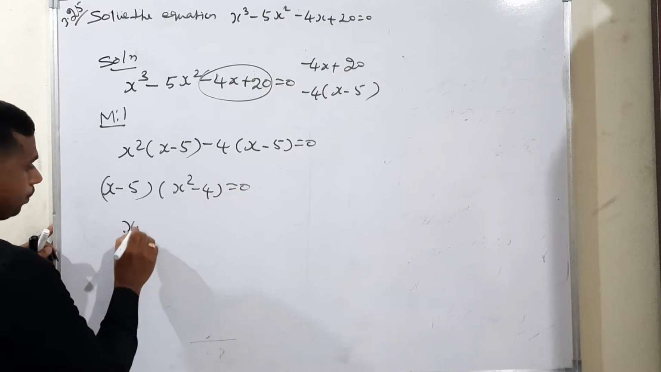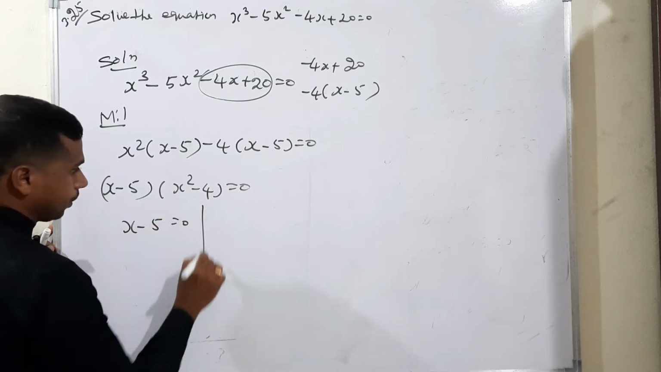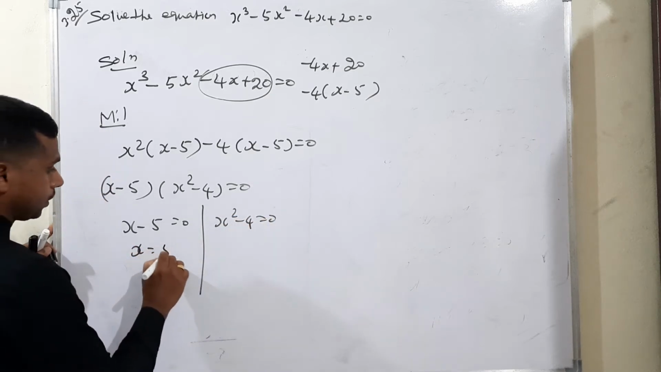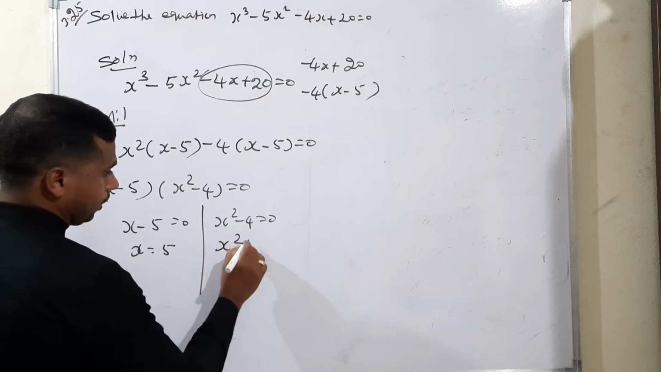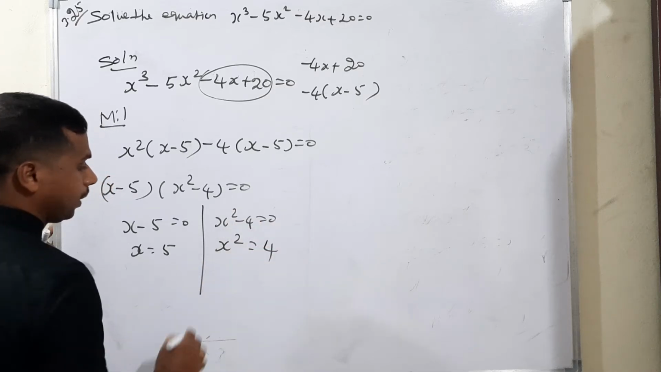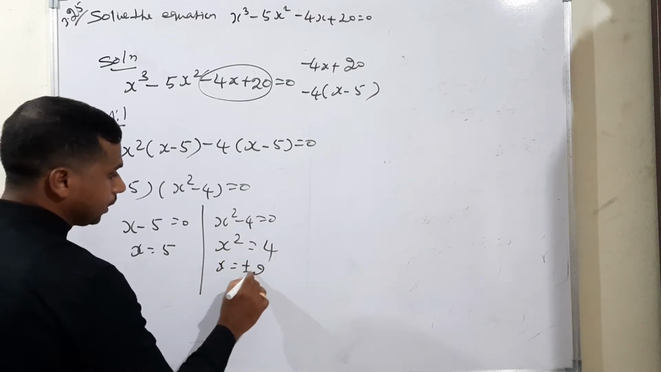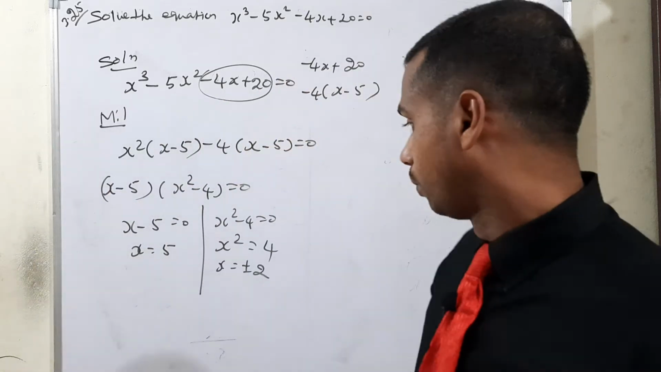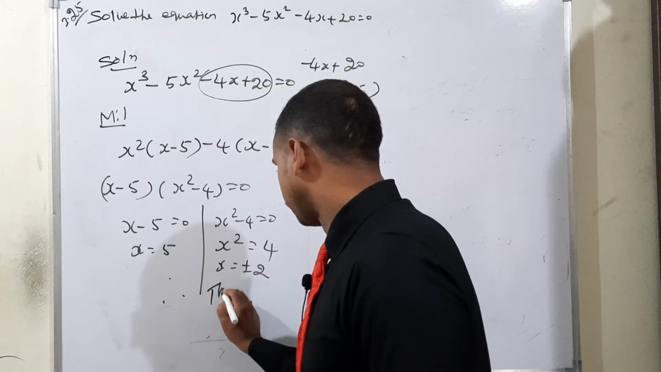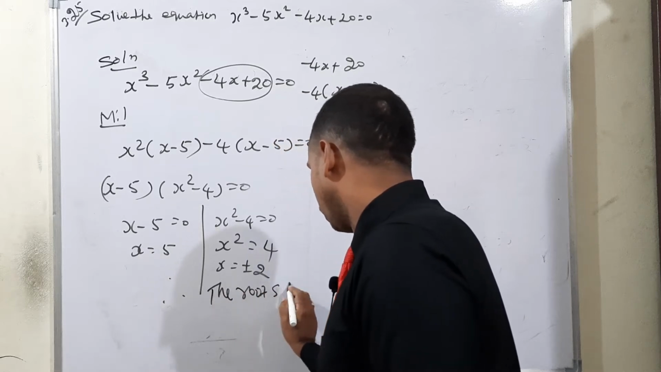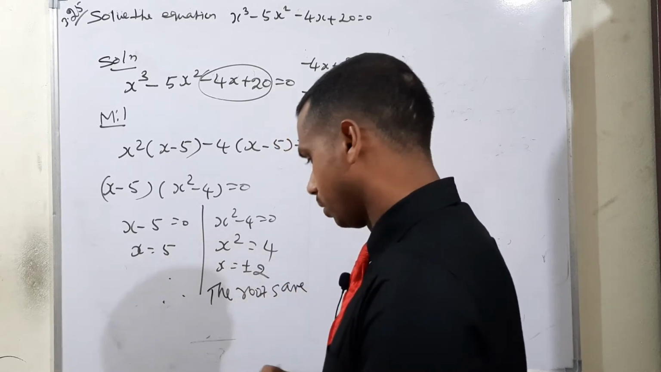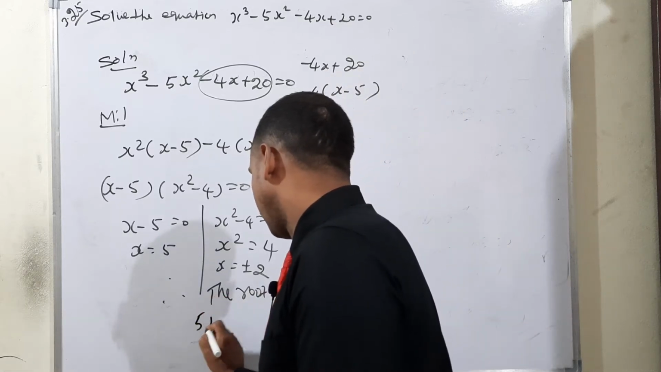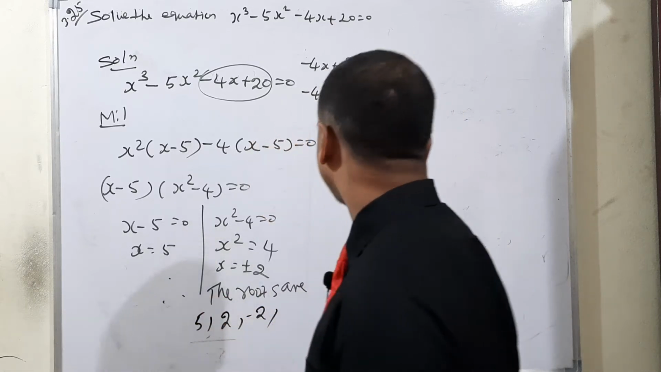So separate each factor to 0: x minus 5 is equal to 0, then x square minus 4 is equal to 0. Therefore x is equal to positive 5. Then x square minus 4, bring it to the opposite side, means positive 4. Therefore x is equal to plus or minus 2. This is method 1. Okay, therefore what are the roots? Plus 5, and 2 and minus 2.